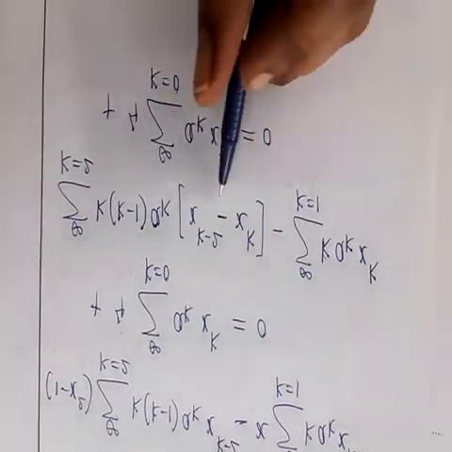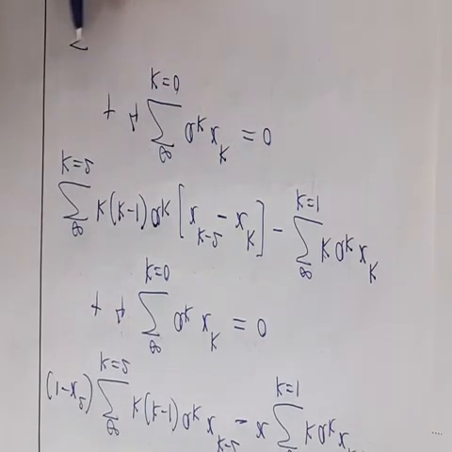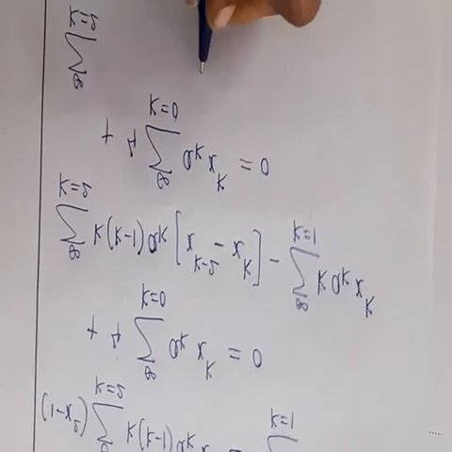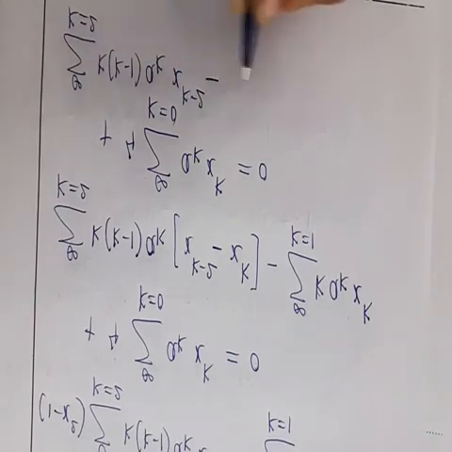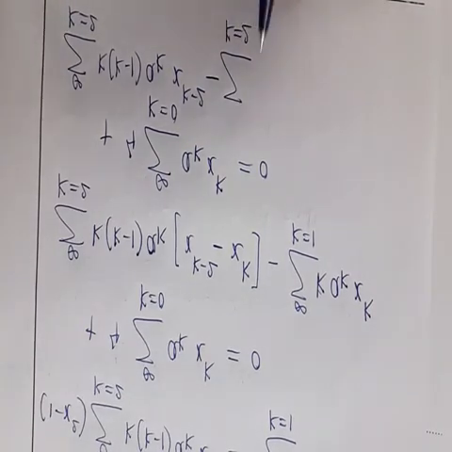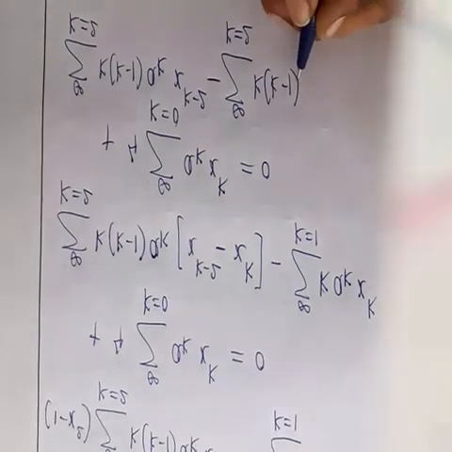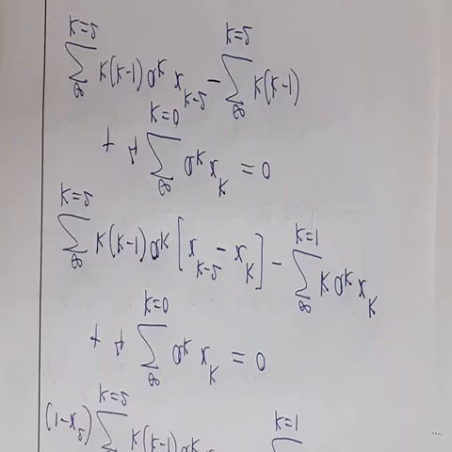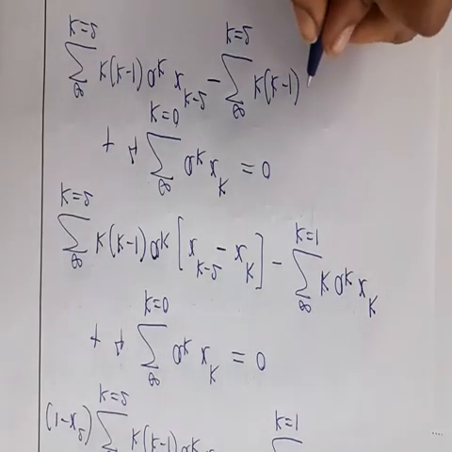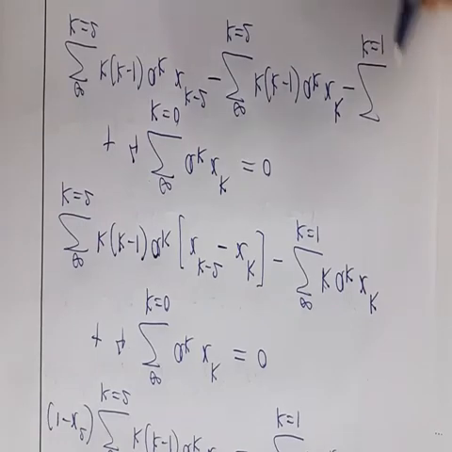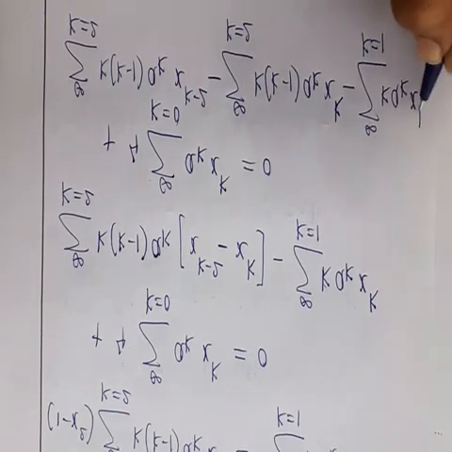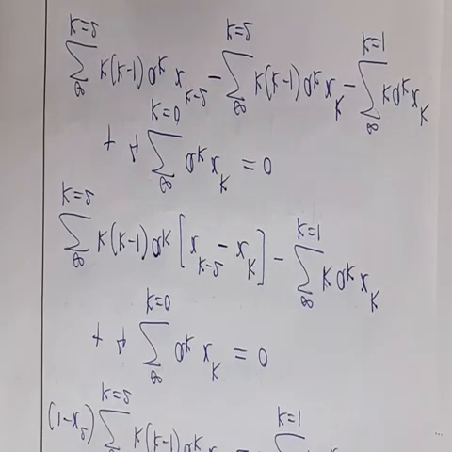Now separate the terms because they are in different powers. So summation k is equal to 2 to infinity k multiplied by k minus 1 ak x to the power k minus 2, minus summation k is equal to 2 to infinity k multiplied by k minus 1 multiplied by ak x to the power k, minus summation k is equal to 1 to infinity k multiplied by ak x to the power k, plus 4 times summation k is equal to 0 to infinity ak x to the power k, and this is equal to 0.